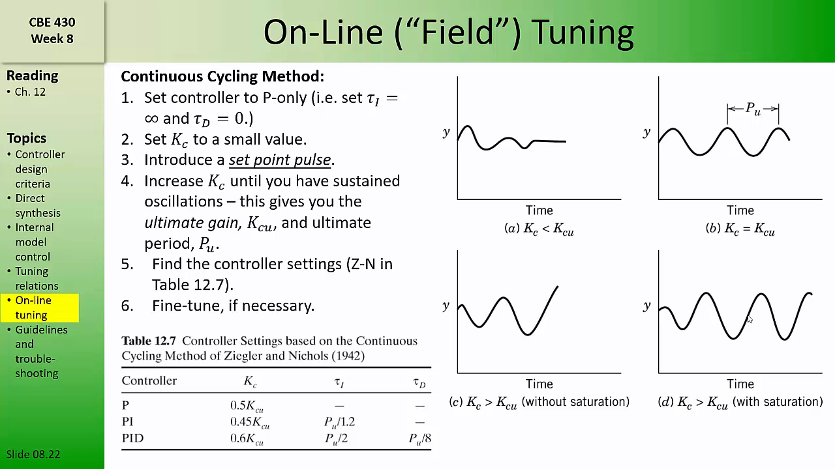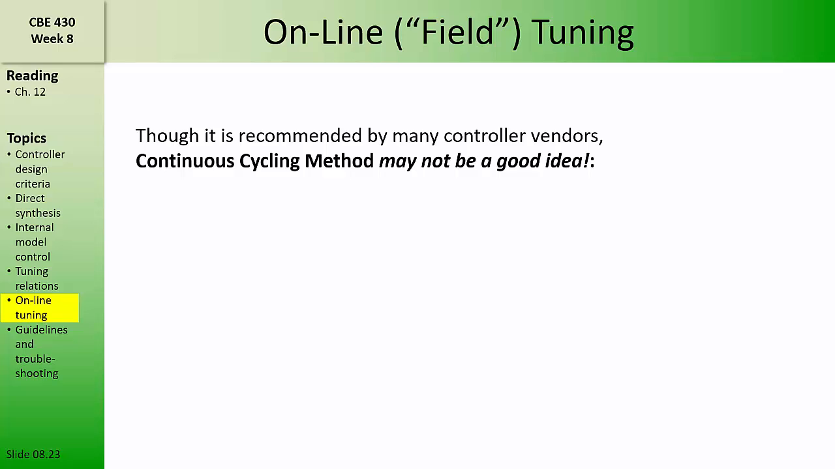After choosing the controller settings, we can introduce set point and disturbance inputs to see how the process behaves. If the resulting behavior is unsatisfactory, for example, if the controlled variable oscillates too much in response to inputs, then the controller could be detuned or made more conservative by reducing the controller gain. If it takes too long for the controller to respond, then perhaps the controller gain needs to be increased. This is called fine-tuning. Many commercial controller manufacturers actually recommend the continuous cycling method for tuning their controllers.